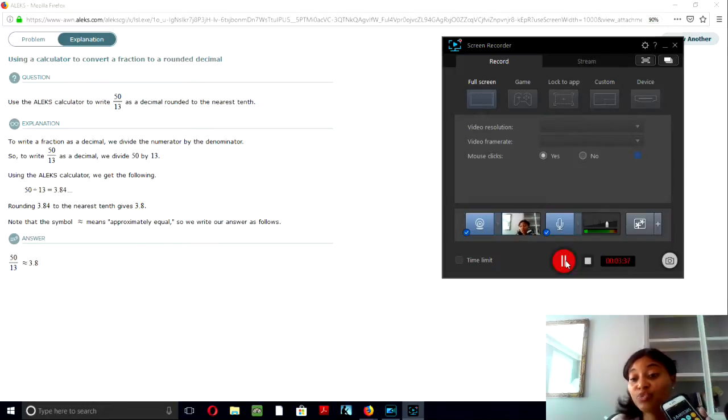We just learned, remember in the last video, in the last problem, that if it's 5 or above, we round up. If it's below 5, we round down. So we'll just round down, and so our answer will be 3.8.